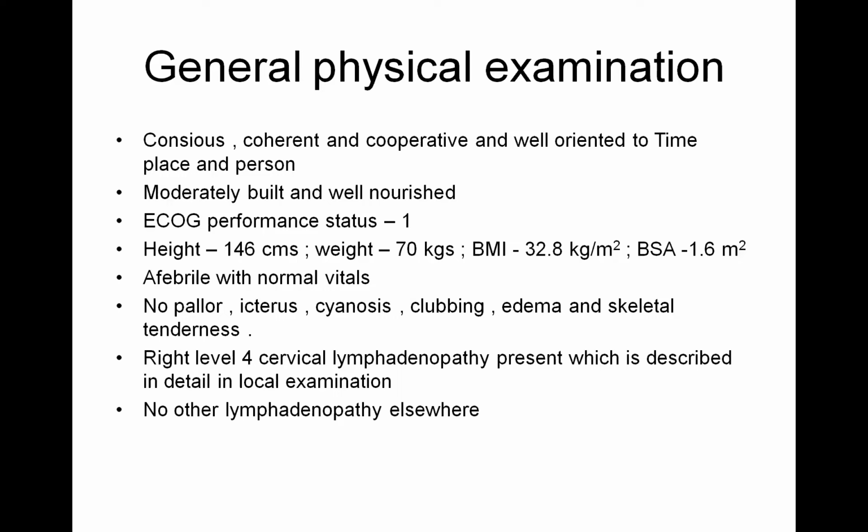Her height is 146 centimeters, weight 70 kgs, BMI 32.8 kg per meter square, and body surface area is 1.6 meter square. She is afebrile with normal vitals. BP is 120 by 80, with pulse rate and respiratory rate normal. There is no pallor, icterus, cyanosis, clubbing, edema, or skeletal tenderness. Right level 4 cervical lymphadenopathy is present, which is described in detail in the local examination. No other lymphadenopathy elsewhere.